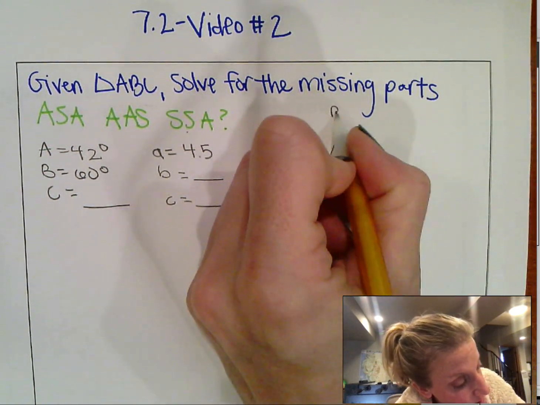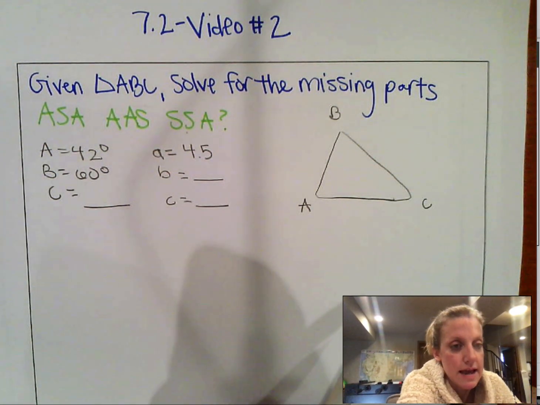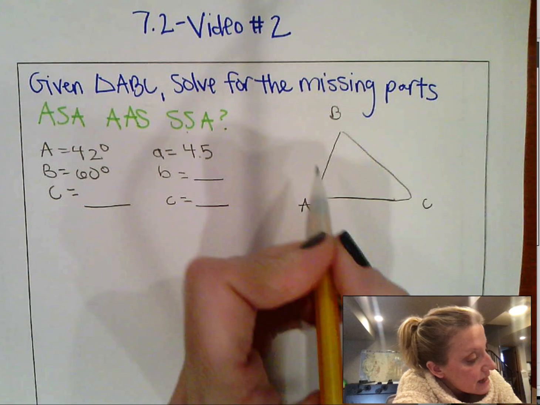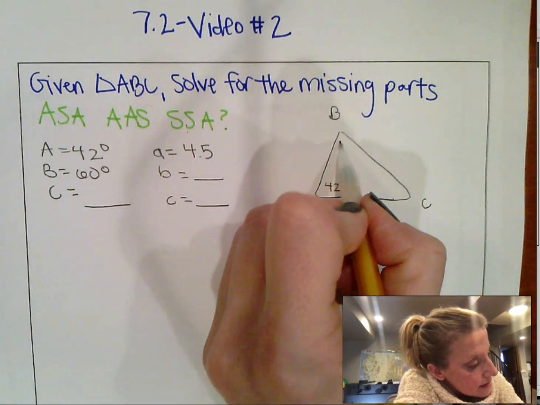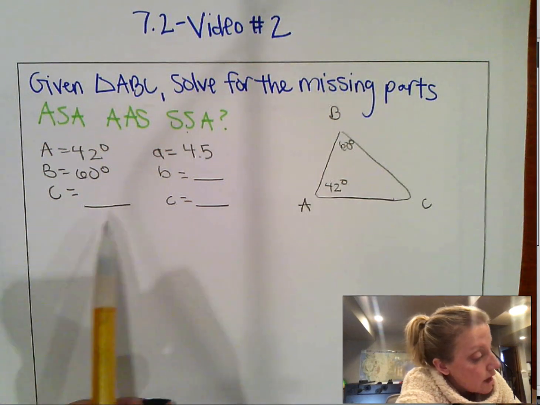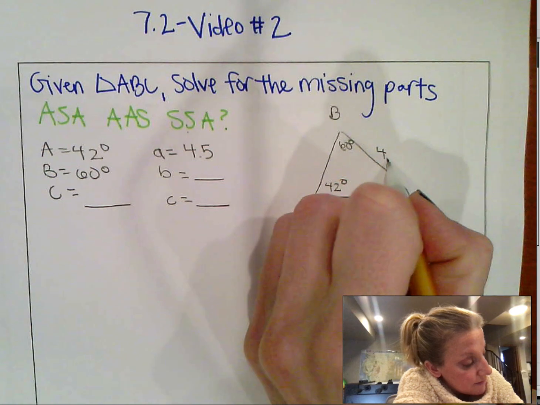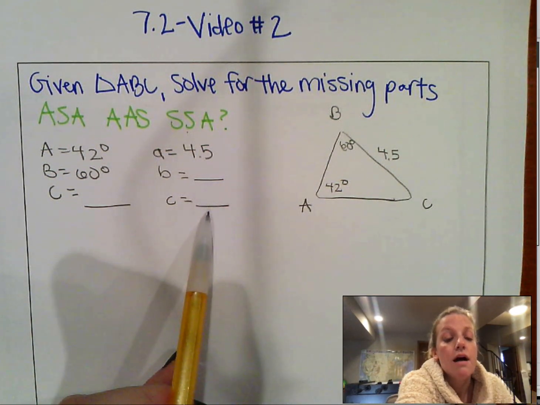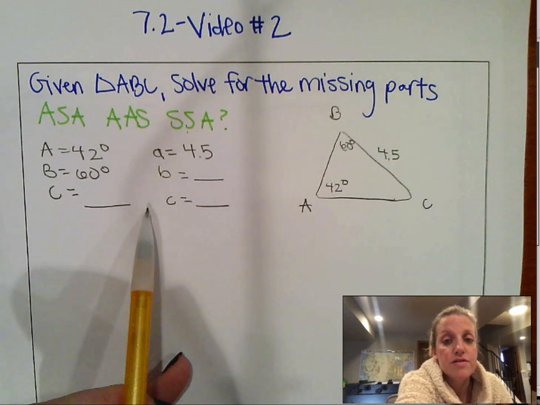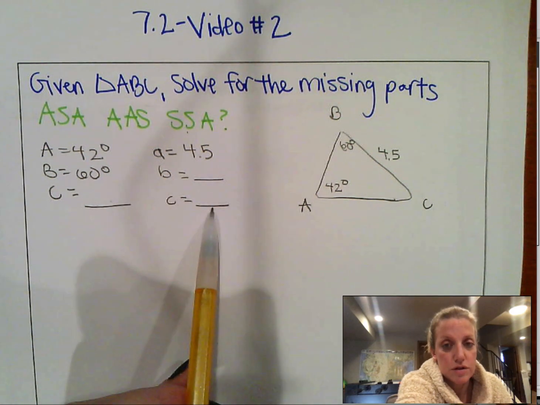This triangle is not visually accurate, but label the angles A, B, and C. And then it looks like angle A is 42 degrees. Angle B is 60 degrees. We don't know angle C. Side length A is 4.5, and they don't give us side length B or C. So to solve for the missing parts, we were given 3 of the 6 parts. We need to find 1 more angle and 2 more side lengths.